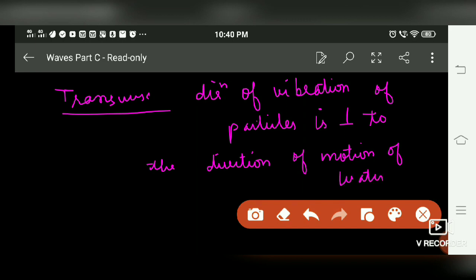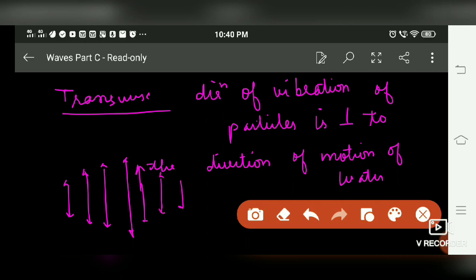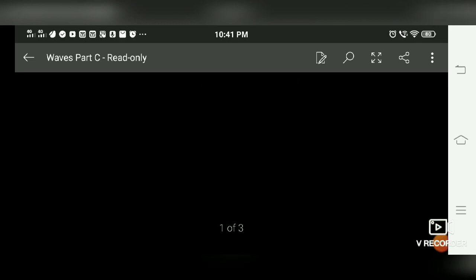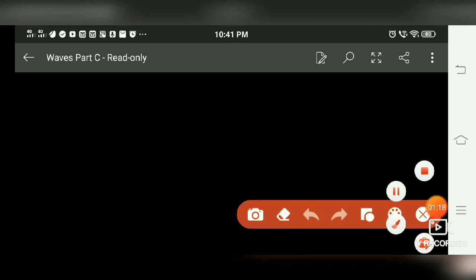It means the particles of the medium are oscillating up and down, but as a result energy is propagating in a direction perpendicular to their motion. Here we can see energy is transmitting from here to here, so this is the direction of propagation and this is the direction of vibration, up and down. So both are 90 degrees to each other. This type of wave forms the transverse wave.